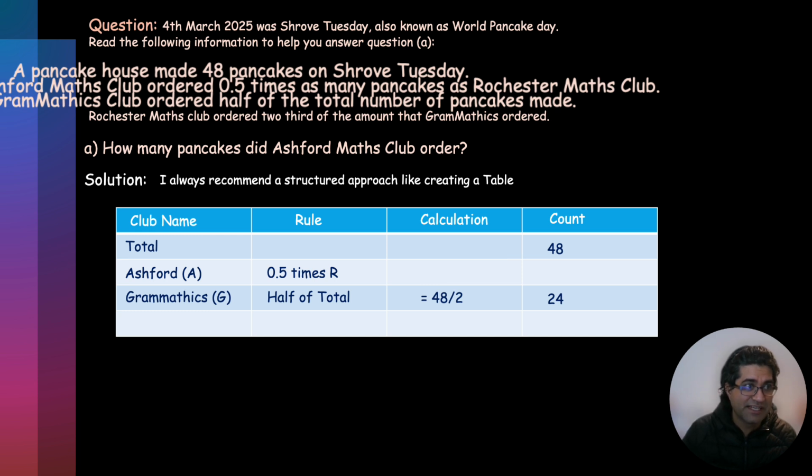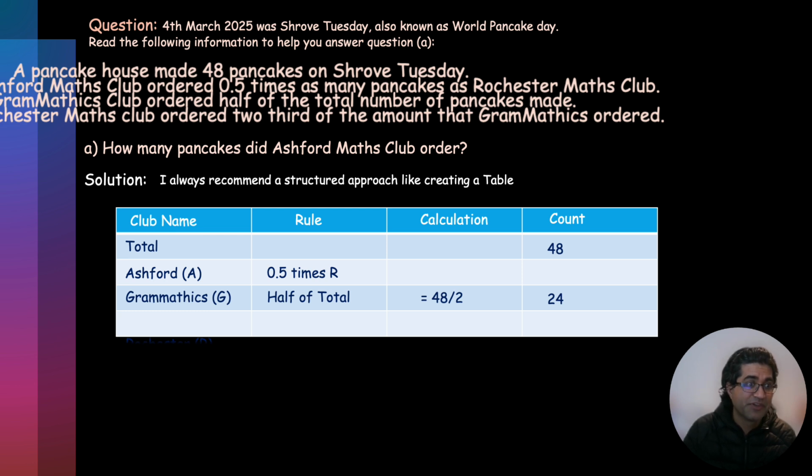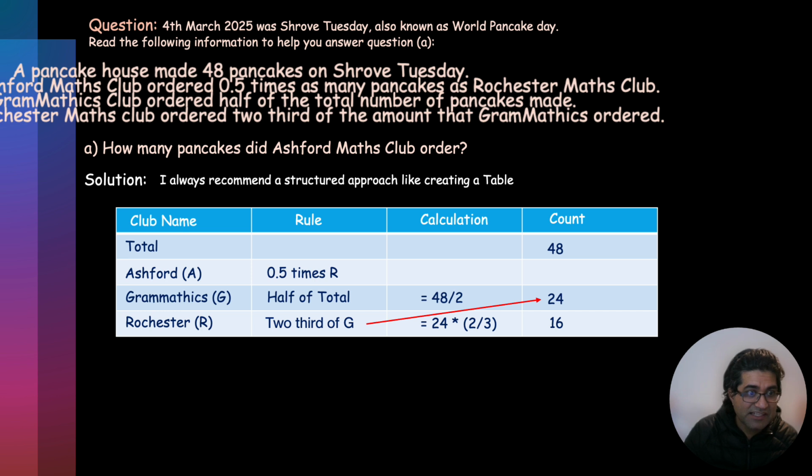And now we proceed to the next statement, which says the Rochester Maths Club ordered two-thirds of the amount Grammatics ordered. So two-thirds of what Grammatics ordered. So that is our rule. And when we calculate that rule, two-thirds of 24 will become 16. That leaves us to Ashford, which we want as a final answer. And the rule is 0.5 times R. So 0.5 times R is 0.5 times 16, which will become 8, and that will be our answer to this question.